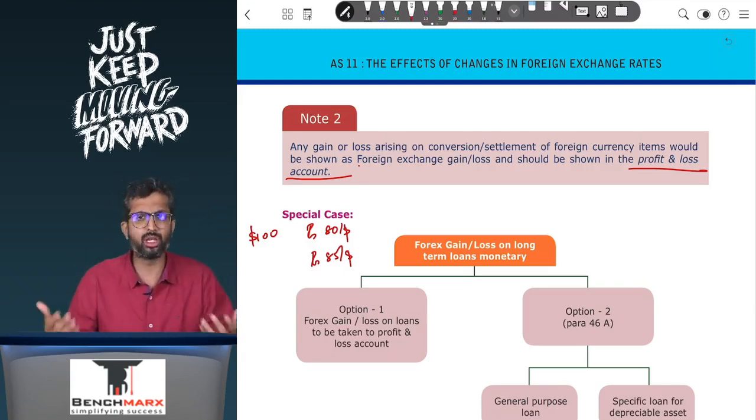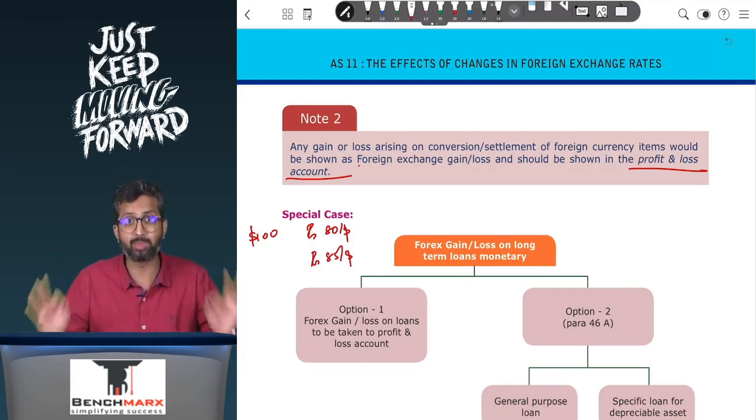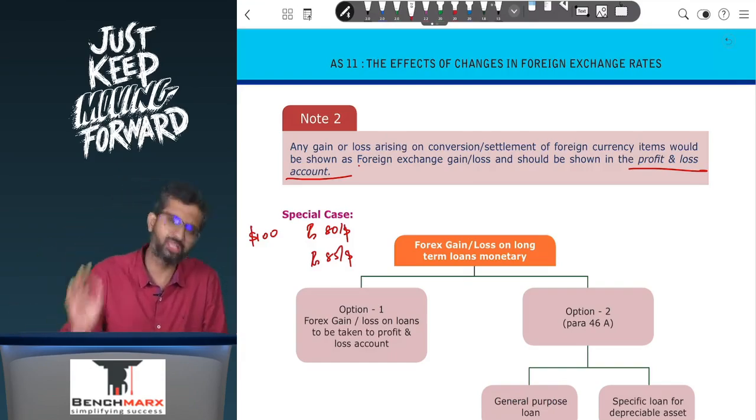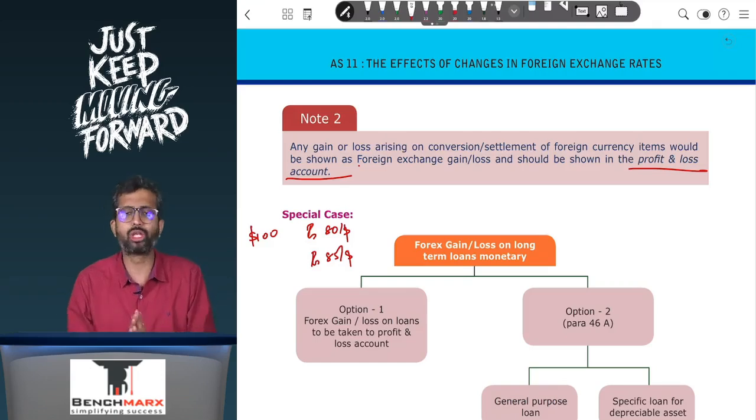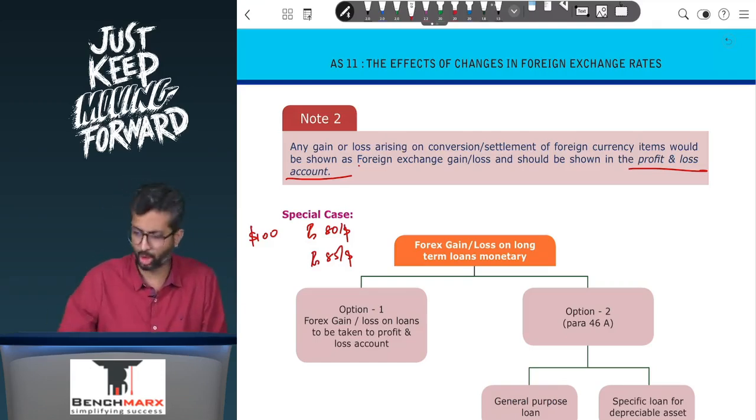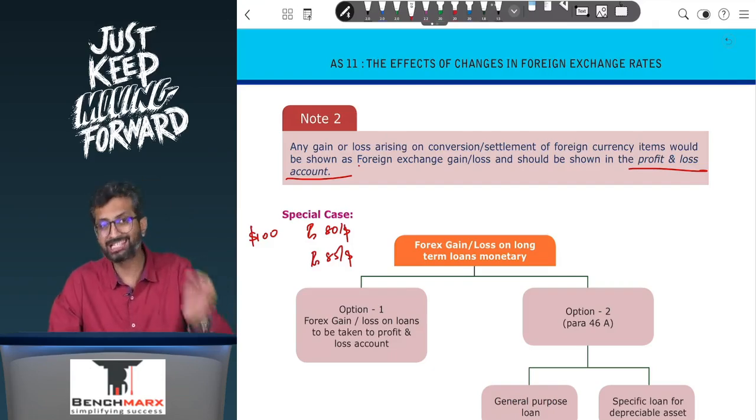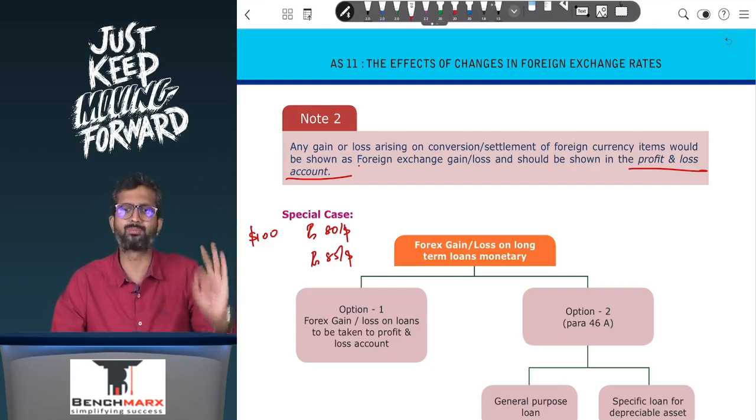What should be debited? Well, ideally forex loss in the P&L should be debited. So as per the default of AS 11, if nothing is given, foreign exchange gain or loss on the loan will be taken to the profit and loss account.